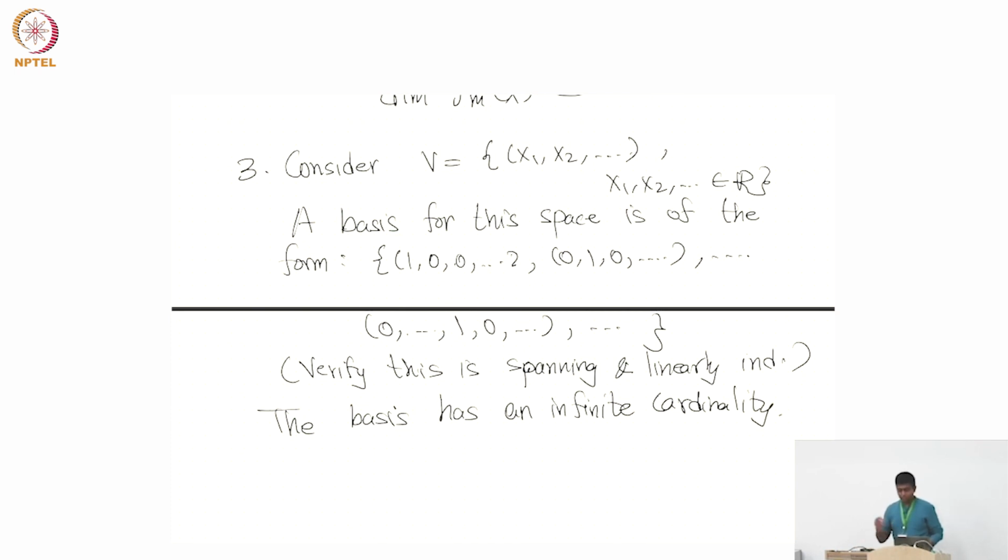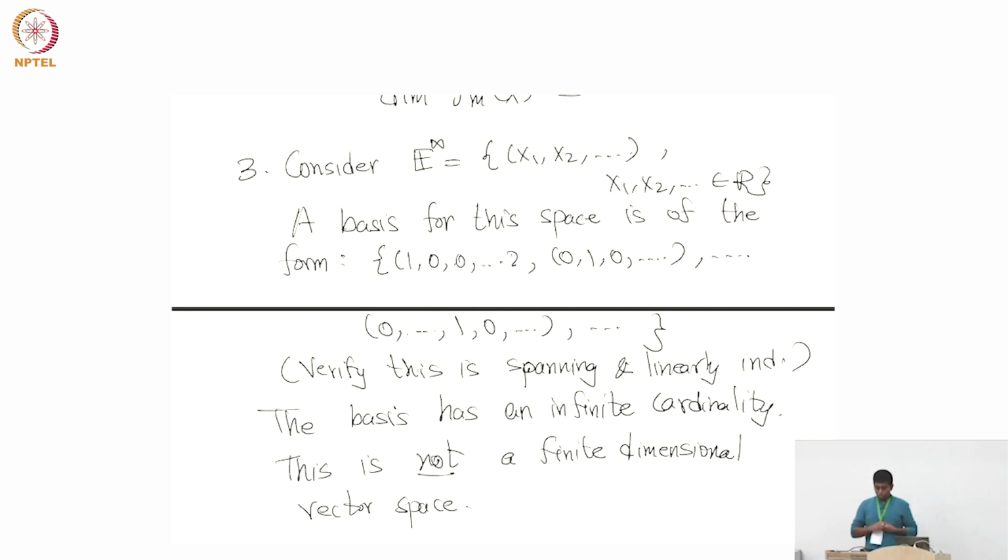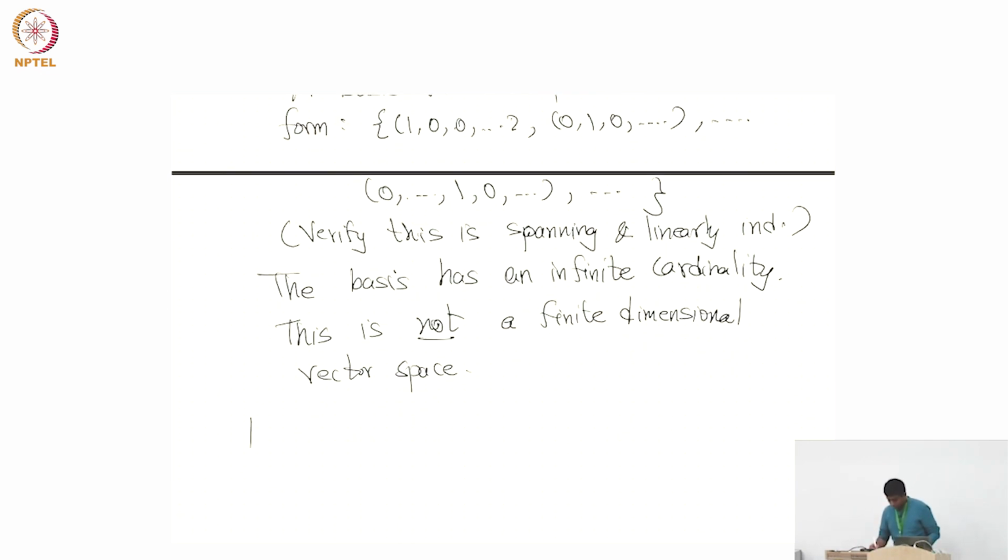So this space, which I had earlier, I think, said is E infinity, is not a finite dimensional vector space. Okay. Cool. We did talk about one other space.